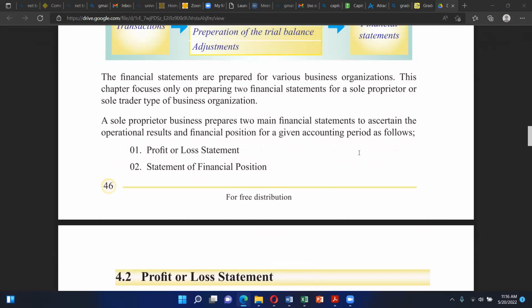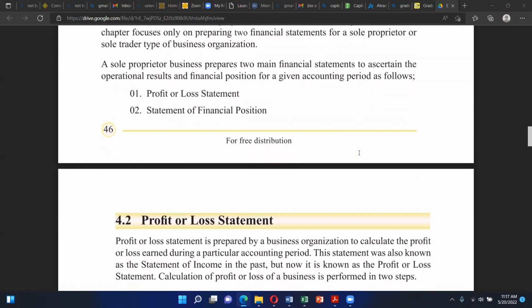Financial statements are prepared for various business organizations. This chapter focuses only on preparing the financial statements for a sole operator or sole trader type of business organization. The sole operator business prepares two main functional financial statements to ascertain the operational results and financial position for a given accounting period as follows: profit or loss statement, statement of financial position.